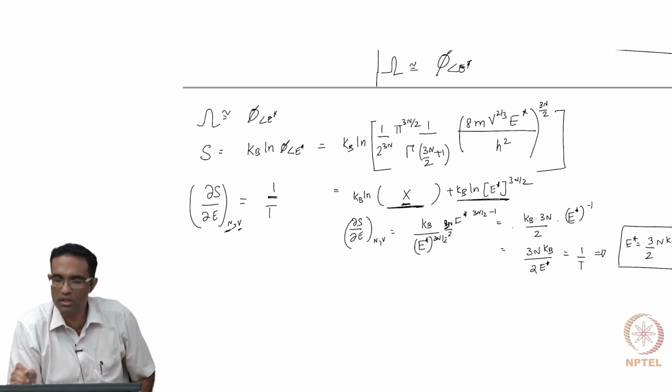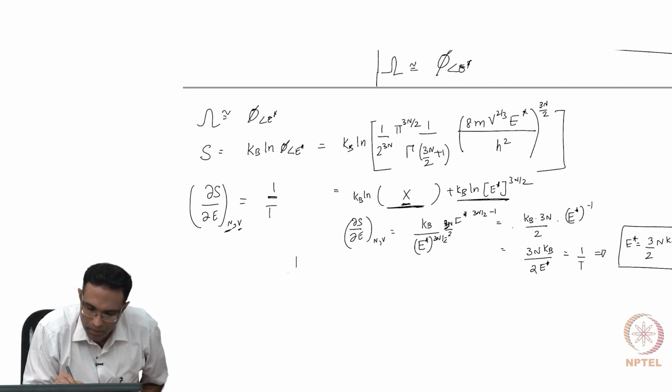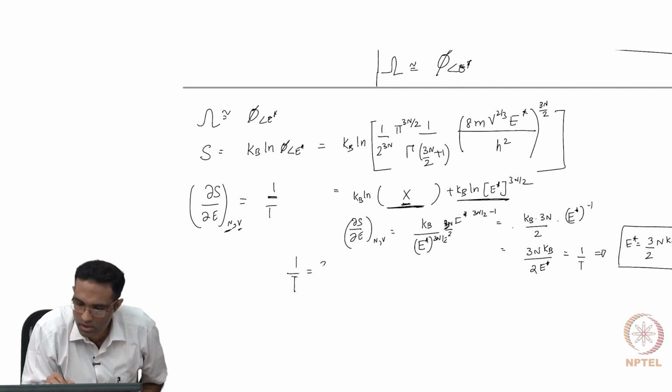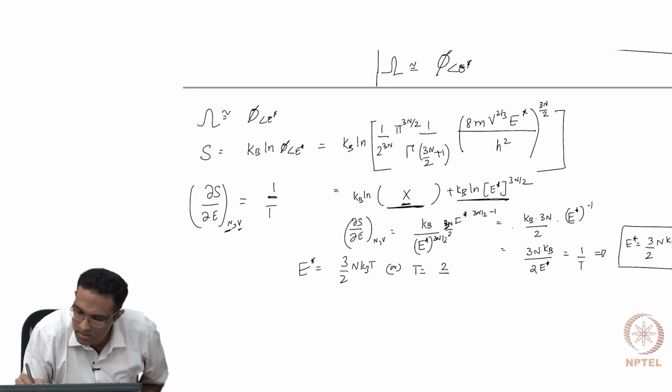So you just have to differentiate this with respect to E star, and you get this expression: 1 by T is equal to 3 by 2 N kB over E star. Sorry, the energy of this gas is 3 by 2 N kBT, or the temperature is nothing but E star divided by 3 by 2 N kB.